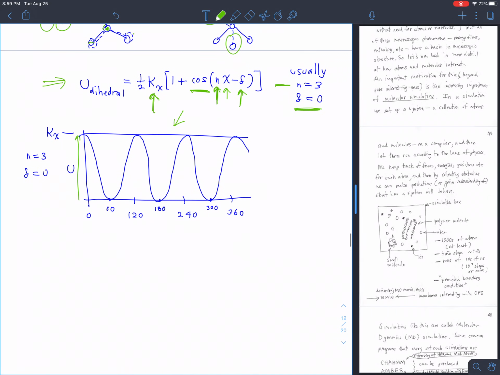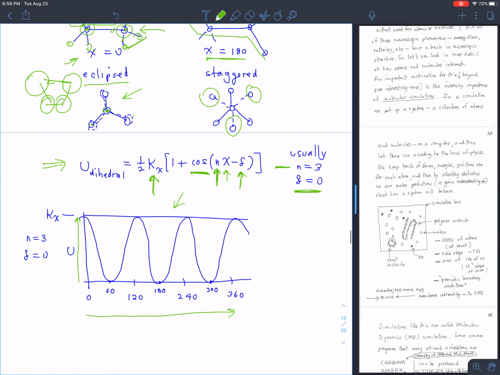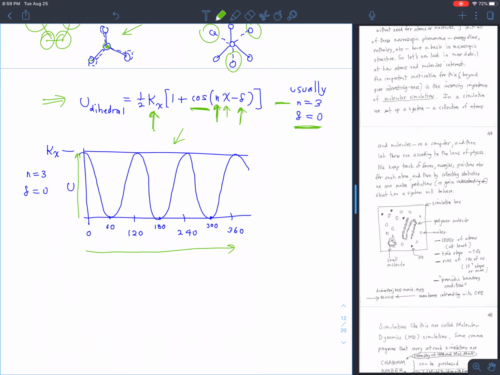And so that's what we're doing here. We're rotating from 0 to 360 and looking at the energy of the system as we do so. When we're at 0, we're in this eclipsed configuration. The pendant groups are clashing with each other, so you're at high energy.